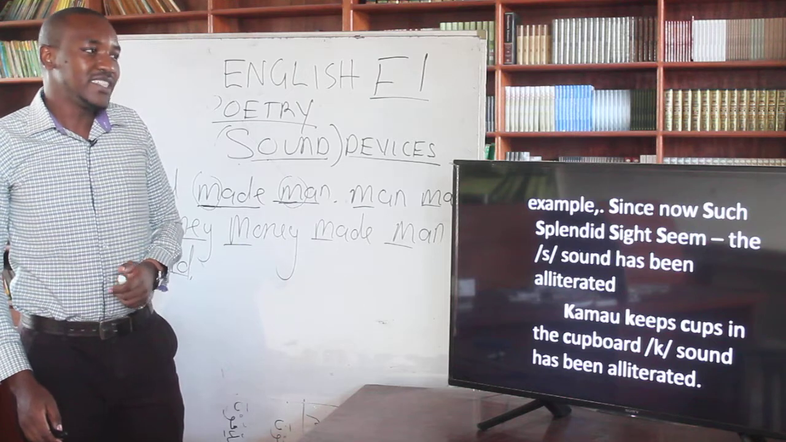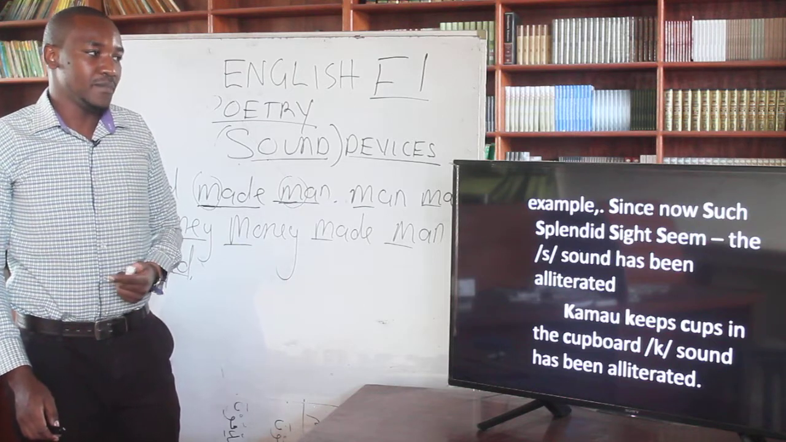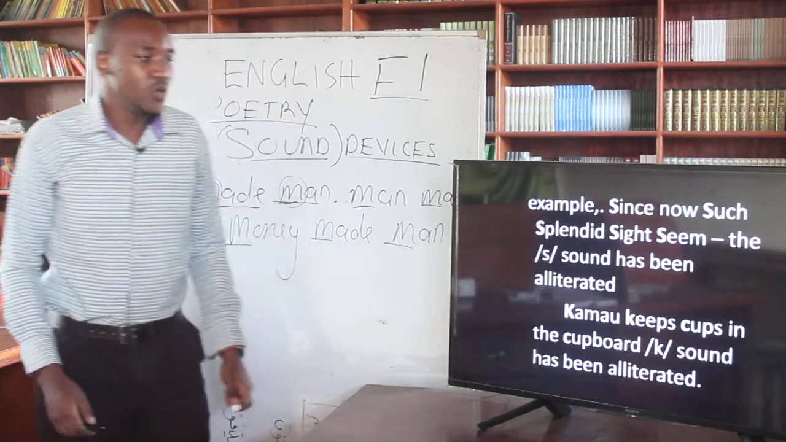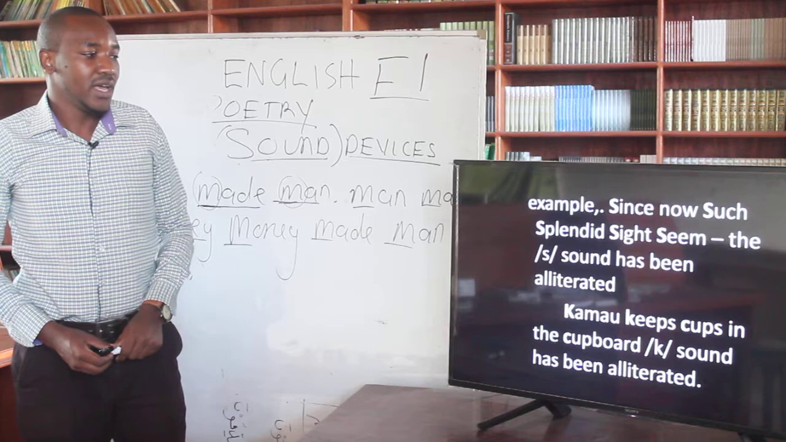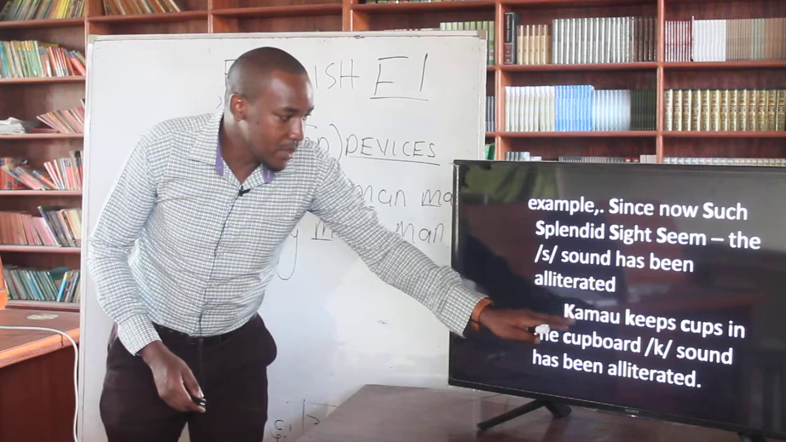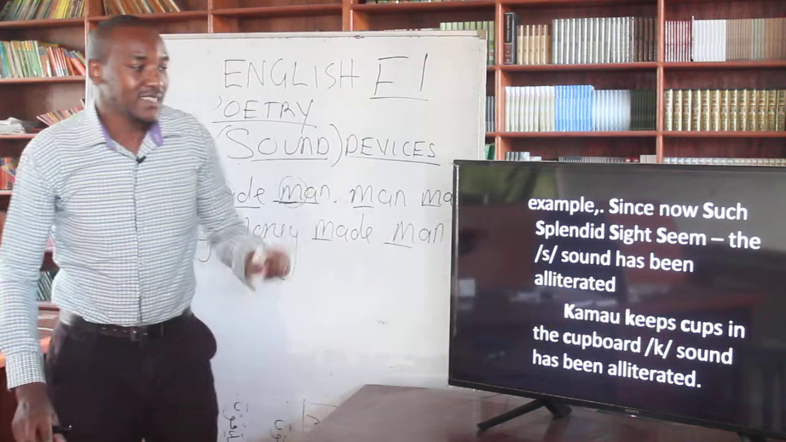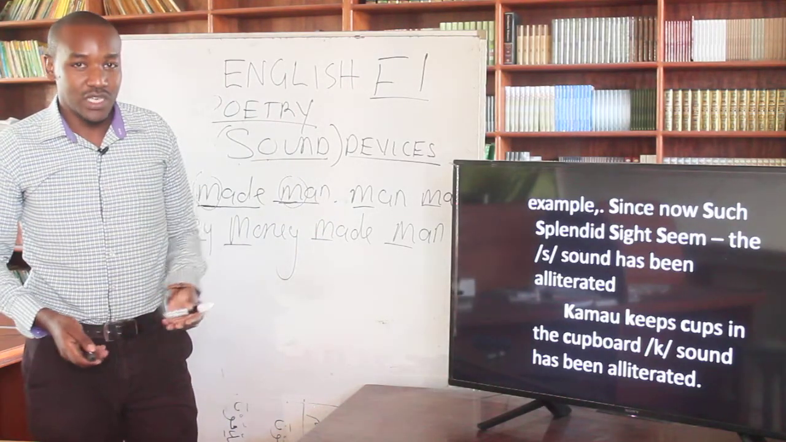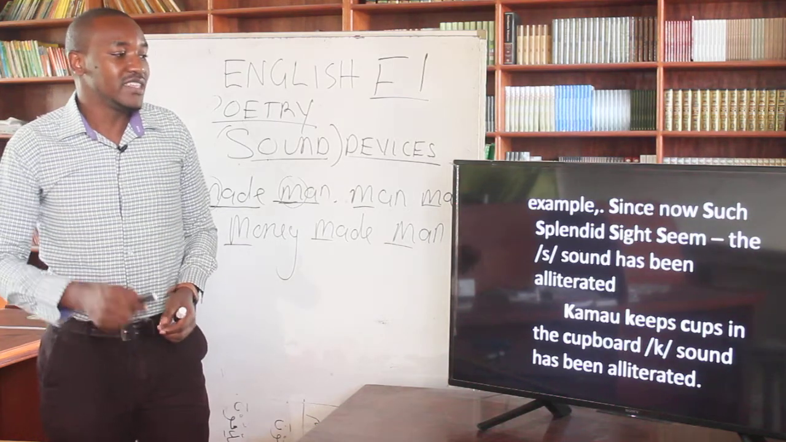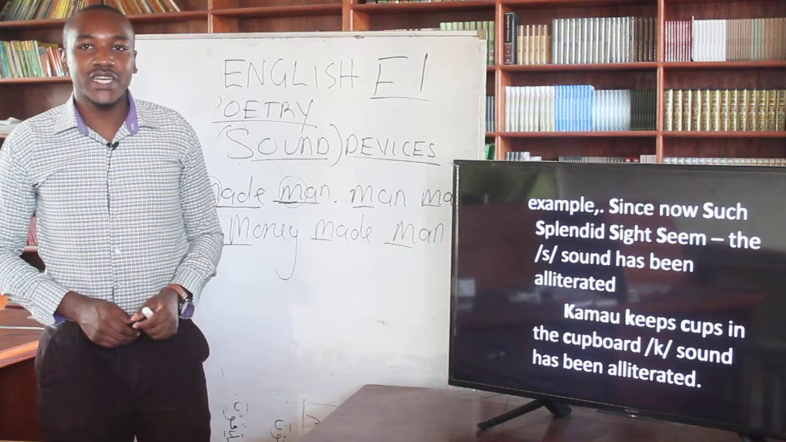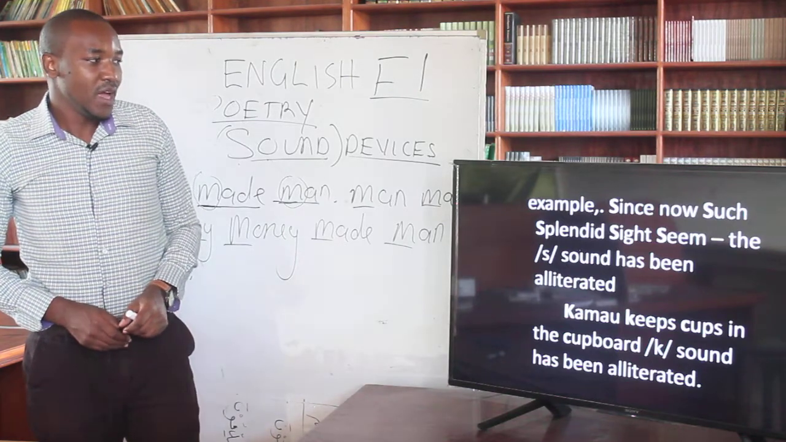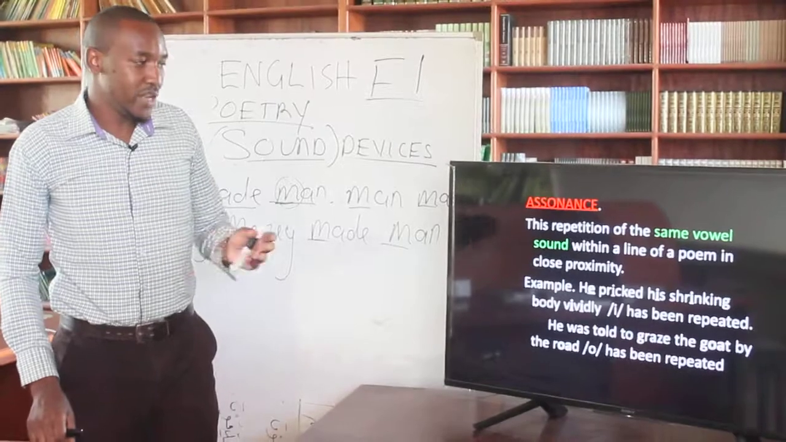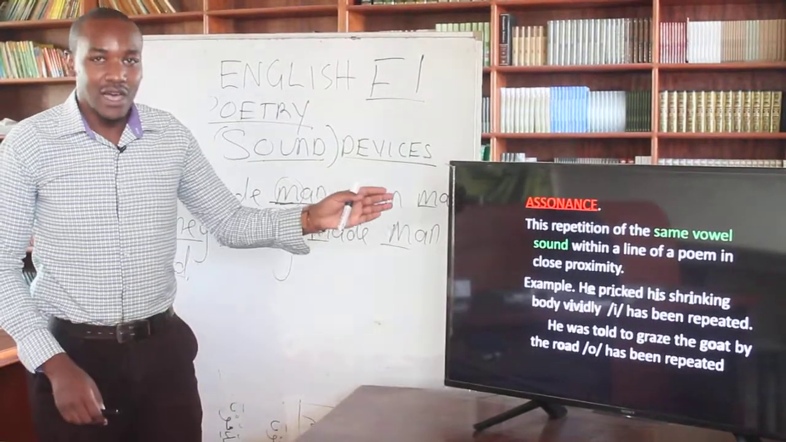Now, look at this. Since now such splendid sight seen. We have alliteration of sound S. Then, Kamau keeps cups in the cupboard. Look, Kamau keeps cups. We have cups with a C and Kamau with a K, but they are alliterating. The reason they are alliterating is they have the same sound, even if they have different letters. So we are going to meet in the next episode, or in our next clip, where we are going to look at assonance.